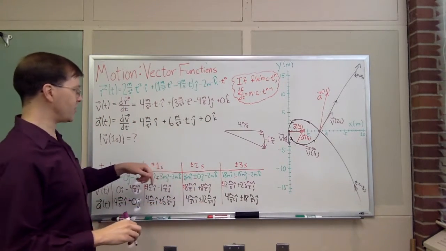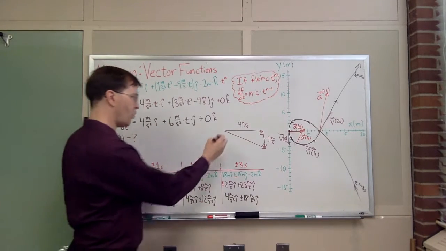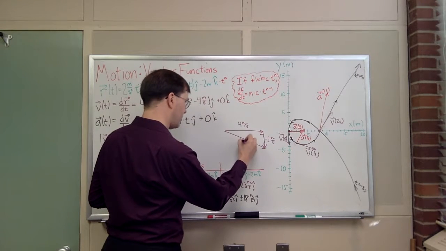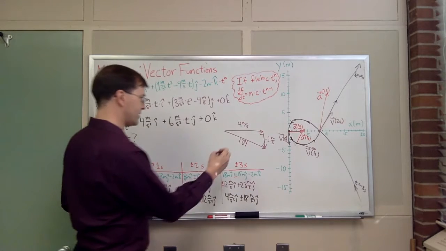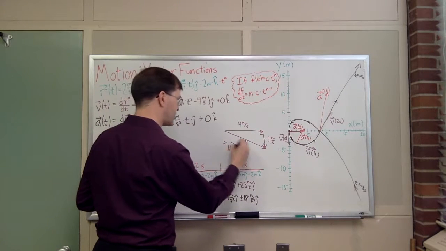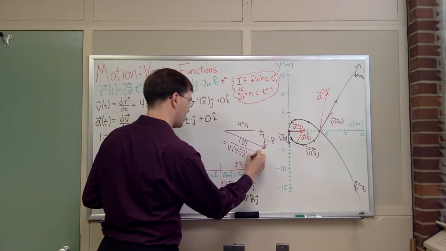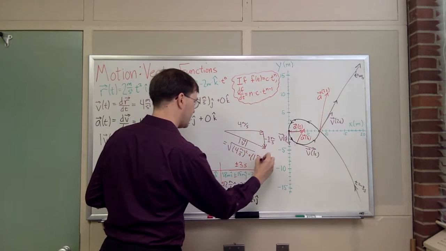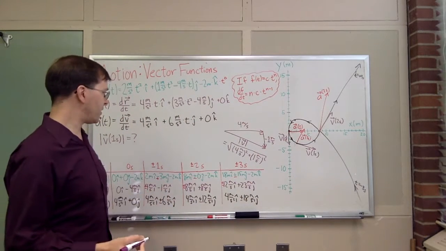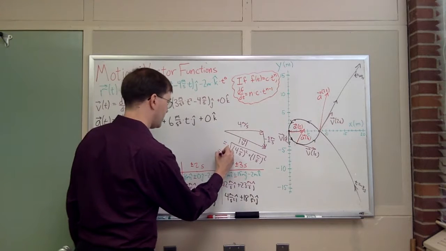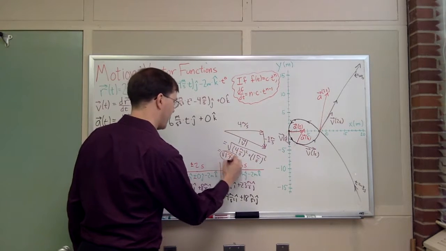So what's the advantage of a right triangle? Well, suddenly I've got all sorts of power that I can use to describe this. What is this magnitude? This is the magnitude. It's the length of the hypotenuse of this right triangle. And it turns out I can just do the Pythagorean theorem. The square root of (4 meters per second) squared plus (1 meter per second) squared. That's the Pythagorean theorem. And what is that? Square root of 17 meters per second is my magnitude.